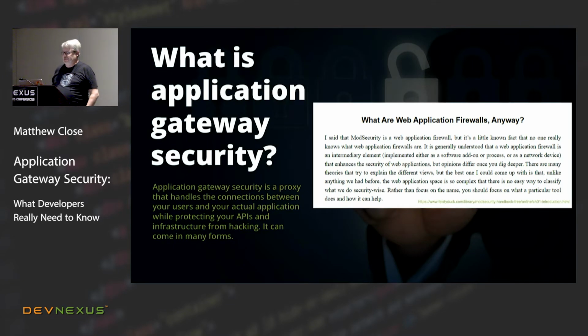So what is application gateway security? Application gateway security, as we'll talk about here, is a proxy that handles the connections between your users and your actual application while protecting your APIs and infrastructure from hacking. And it can come in many forms. I know a lot of people might think, wait, isn't this a web application firewall? Not exactly, and I'll explain why on the next slide. But I like this snippet from a book on mod security, which we'll talk about shortly, because it reminds us that rather than focus on the name, you should focus on what a particular tool does and how it can help.